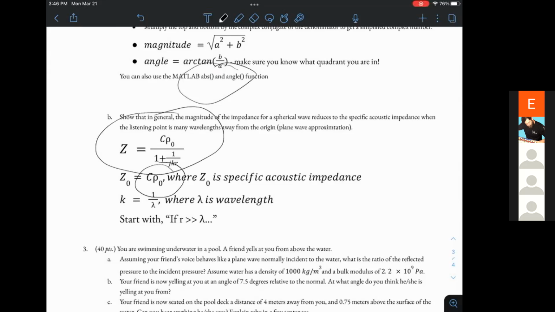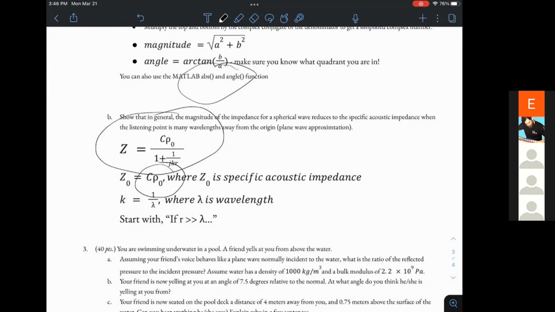If R is much, much larger than lambda, that's what we need to show. K has this relationship to wavelengths, right? It's just K equals 1 over wavelength. So you need to know that too.